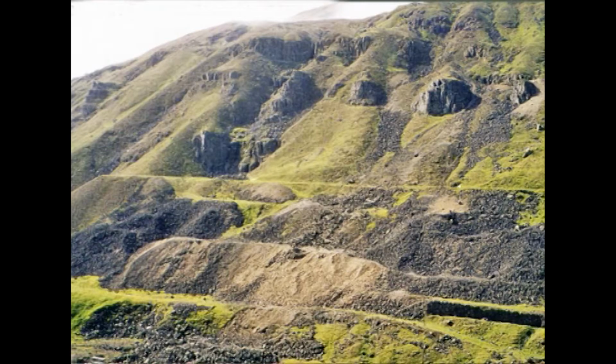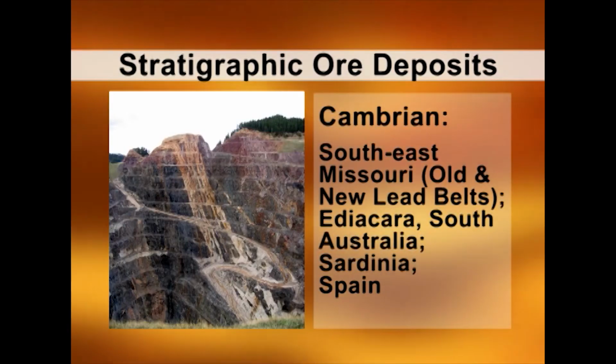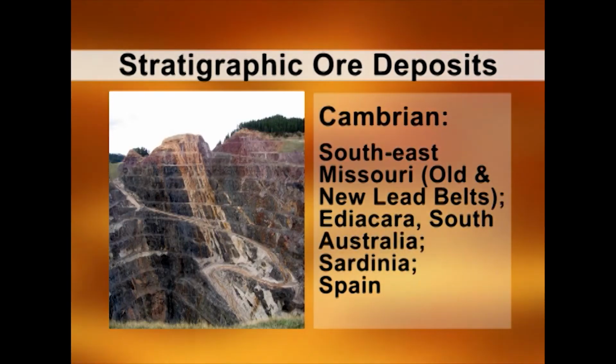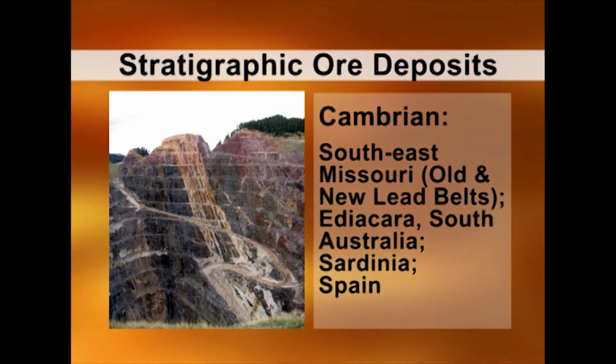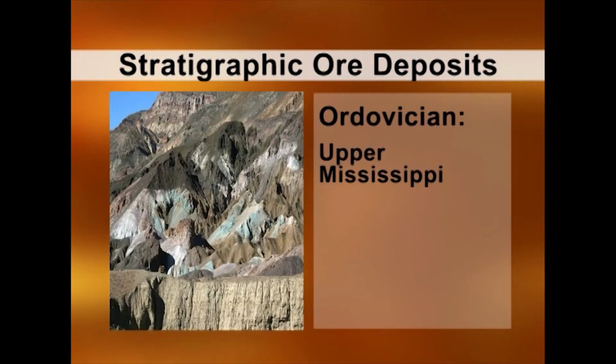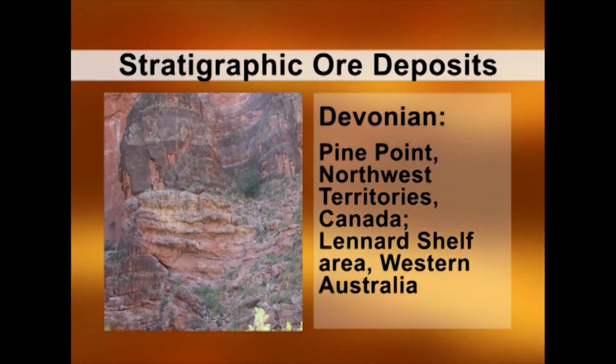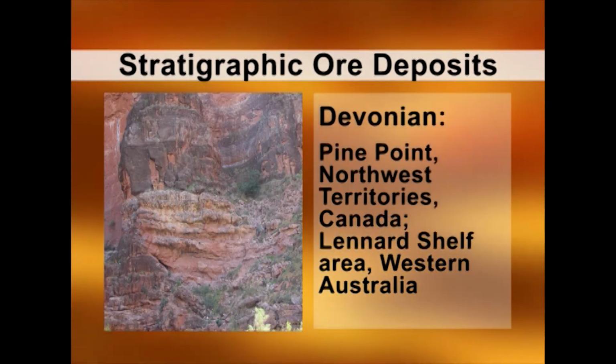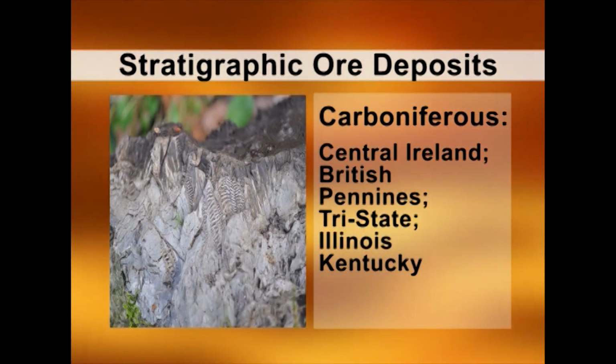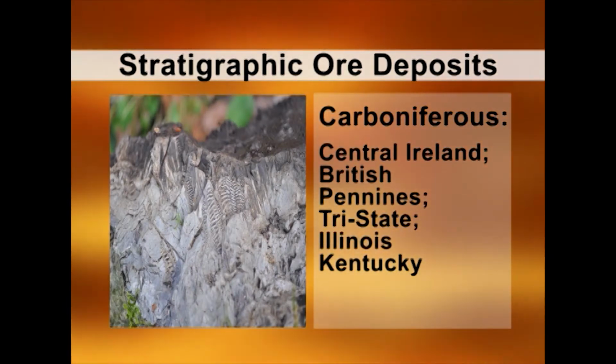Substantial deposits first appear in the Cambrian of southeast Missouri, and important deposits occur in all systems except Silurian up to the Cretaceous, as can be seen from the following examples. Cambrian: southeast Missouri old and new lead belts, Adelaide, South Australia, Sardinia, Spain. Ordovician: upper Mississippi. Devonian: Pine Point, Northwest Territories, Canada, Lennard Shelf area, Western Australia. Carboniferous: Central Ireland, British Pennines, Tri-State, Illinois, Kentucky.